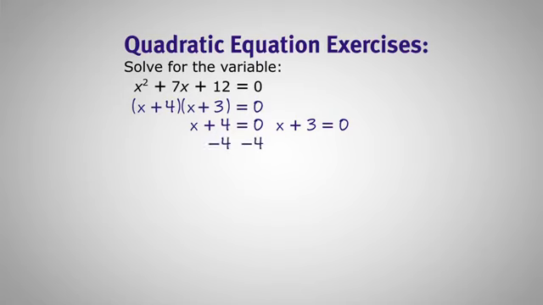If you subtract a 4 from the first equation on both sides of the equal sign, you'll get x is equal to negative 4. In the second equation, subtract a 3 from both sides of the equal sign, and you get x is equal to negative 3.